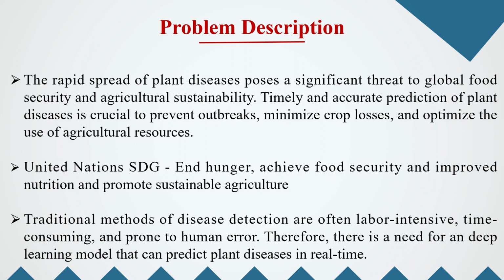use of agricultural resources. Our paper comes under the second United Nations Sustainable Development Goal, called End Hunger, which aims to achieve food security and improved nutrition and promote sustainable agriculture. Traditional methods of disease detection are often labor-intensive, time-consuming and prone to human error. Therefore, there is a need for a deep learning model that can predict plant diseases in real time.